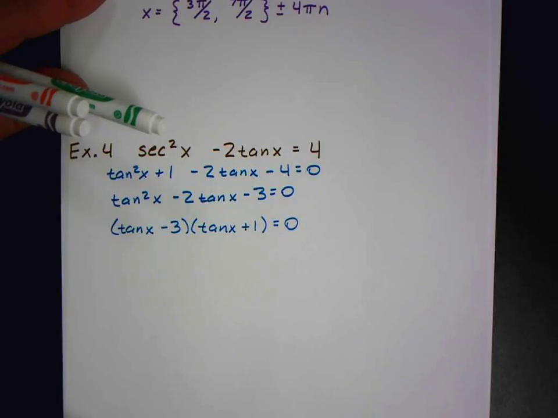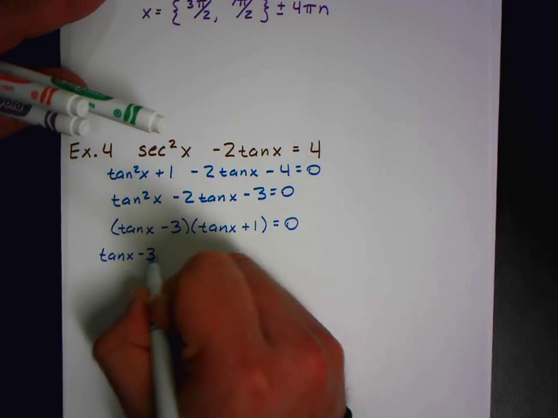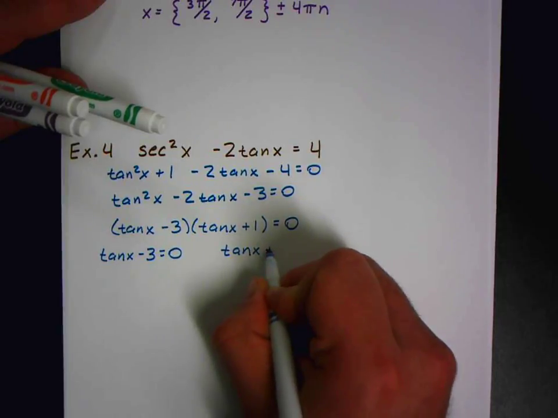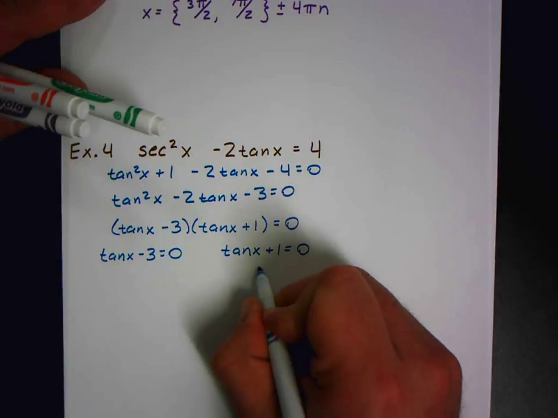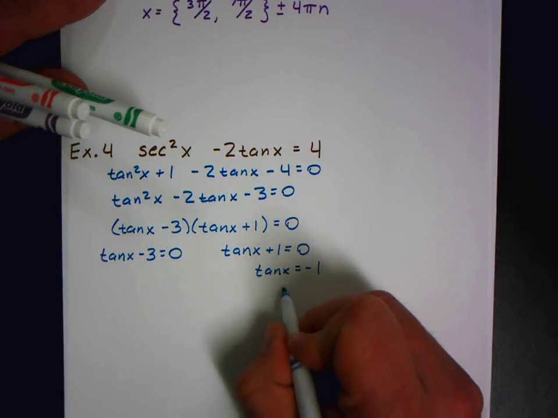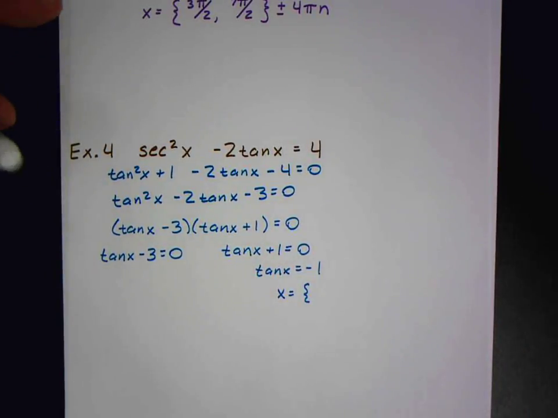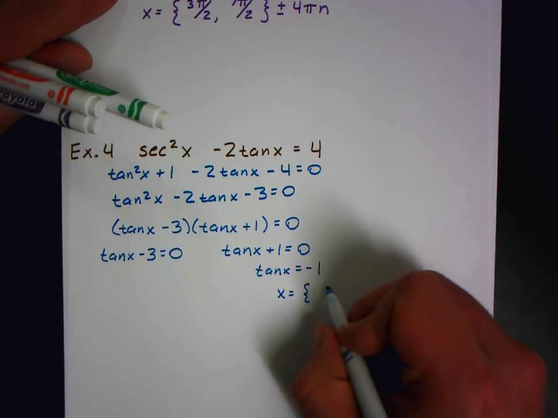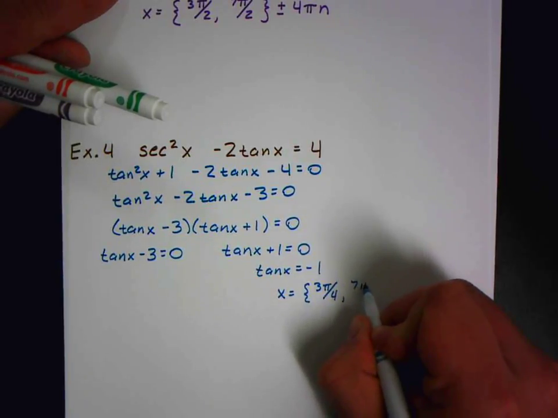Okay, so then tangent of x minus 3 equals 0. Tangent of x plus 1 equals 0. Let's go ahead and do that one. So that's -1. So when does tangent equal -1? We just did that. 3 pi over 4 and 7 pi over 4.